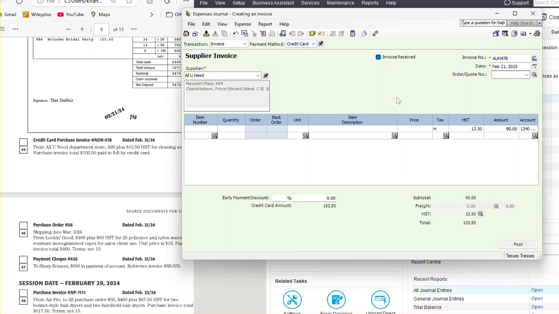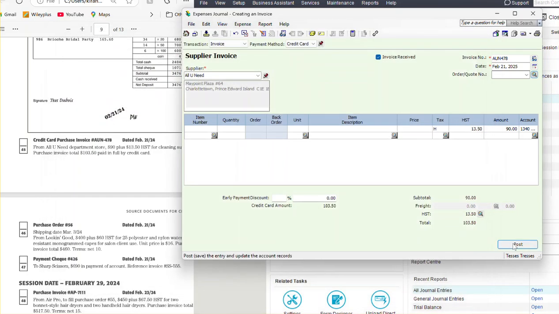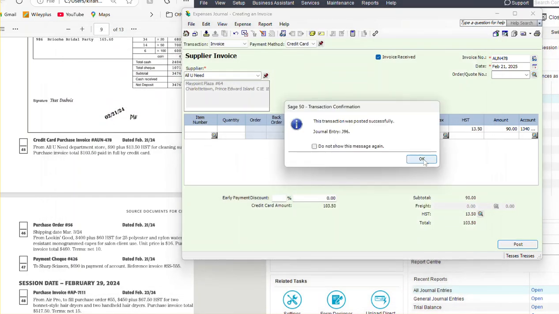And you are going to look at this transaction, and then what did we purchase from them? Let's see. It automatically came up as washroom supplies. We are good to go. I will post this transaction and we'll say yes.